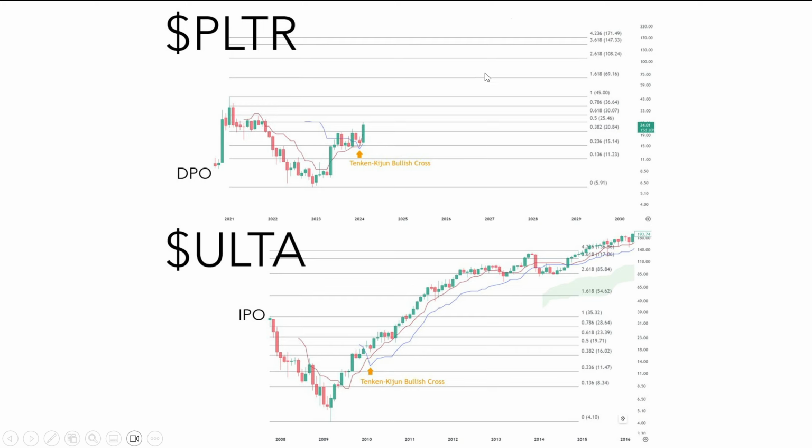But I really think that this has a pretty long runway to go for years to come, and I'm very happy to be a shareholder right now. I don't plan on selling Palantir anytime soon.